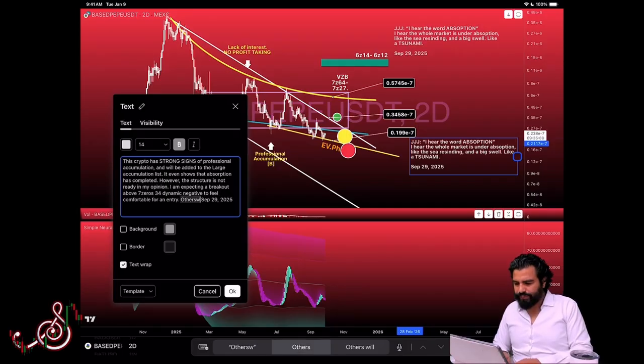Otherwise, currently the 0.0000019 price is a low based on the EV Phantom support. Okay, all right, anyone else? RSI is neutral.